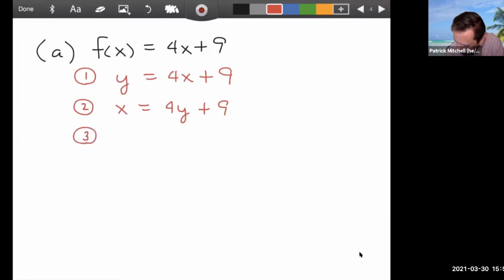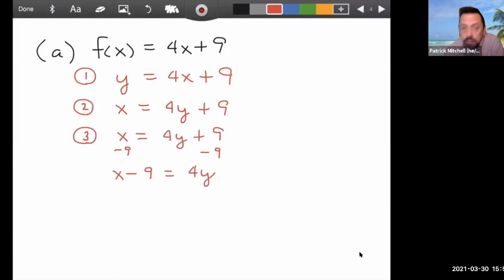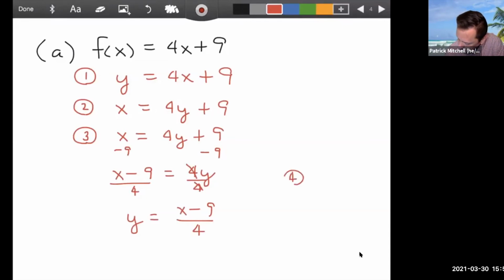Step 3 is to solve this equation for y. The first step is going to be to subtract 9 from both sides. That gives me x minus 9 equals 4y. The second step is to divide both sides by 4, and that gives me y equals x minus 9 over 4. That equation is now solved for y. I'm ready to write the equation of the inverse function, which is step 4. That equation is f inverse of x equals x minus 9 over 4.